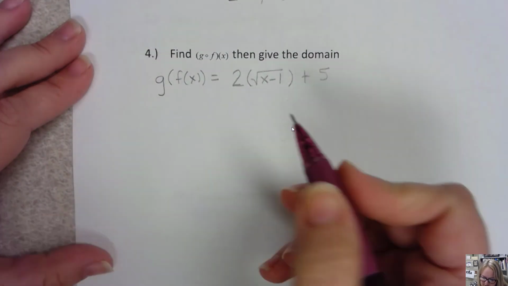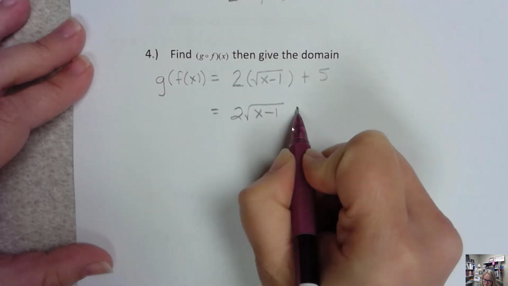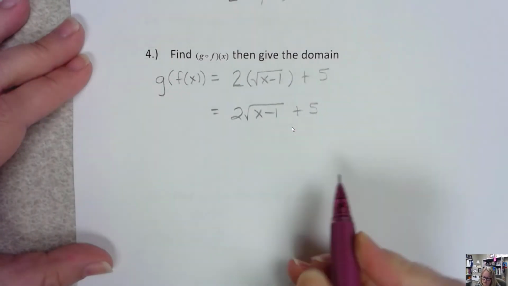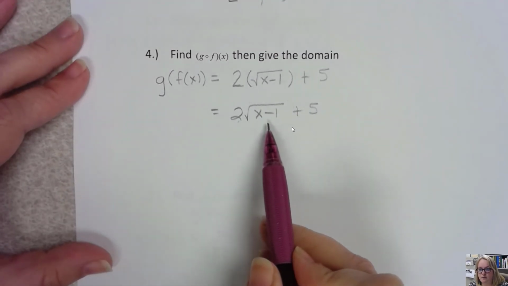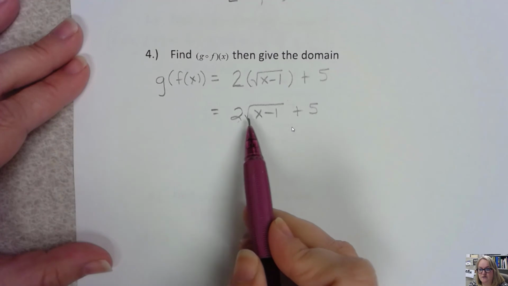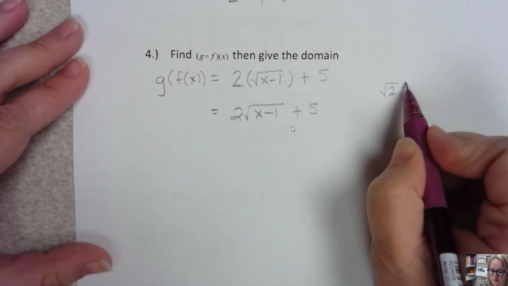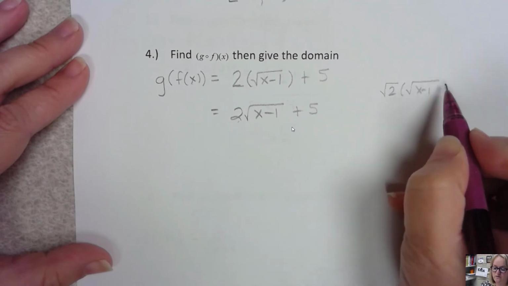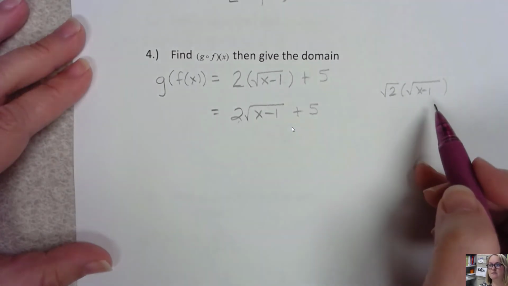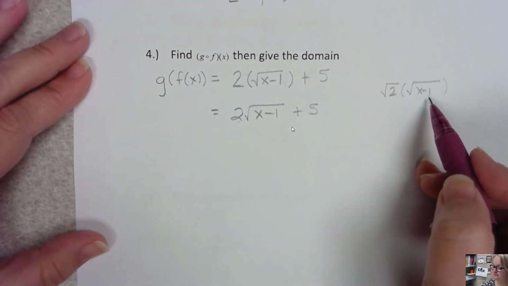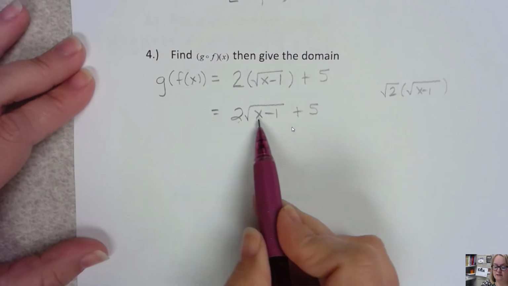So then when I simplify that out, I get 2 square root of x minus 1 plus 5. You can't multiply the 2 times the square root of x minus 1. The only way you can multiply radicals is if both factors that you're multiplying are radicals. So it would have to be square root of 2 times square root of x minus 1 before I could multiply those together and get square root of 2x minus 2. Okay? So this is as simple as we can get it here.